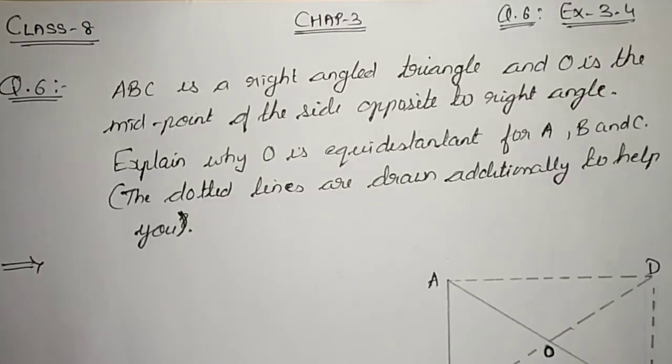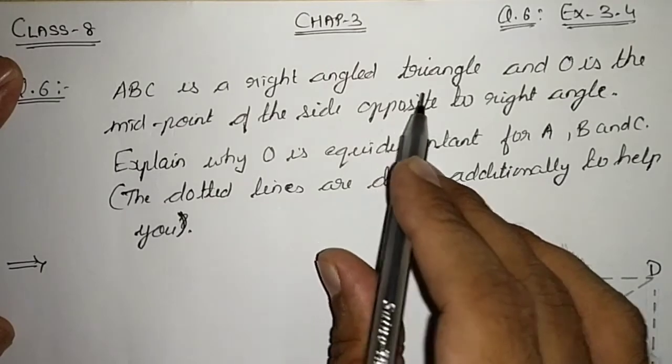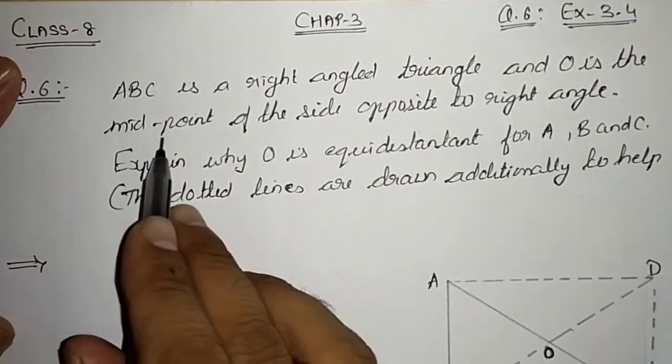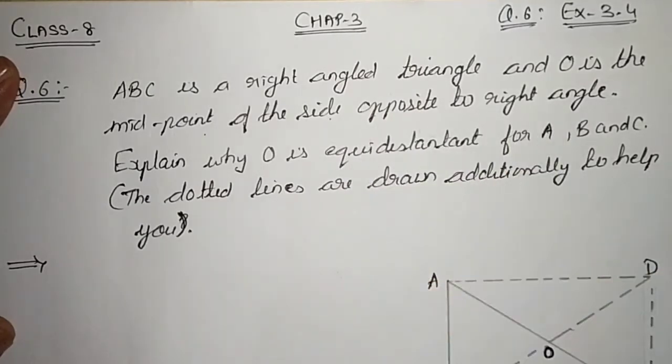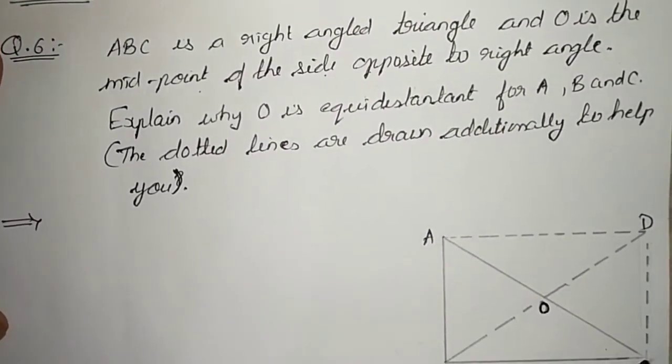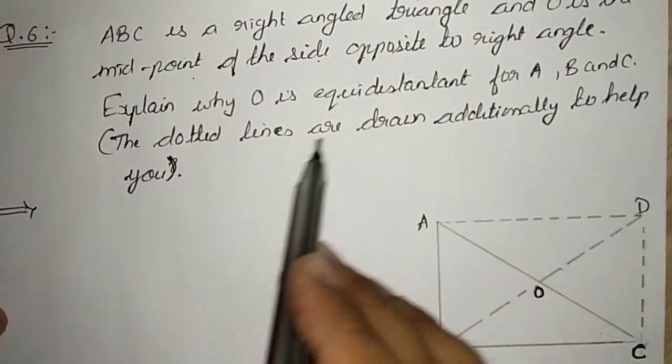Good morning, students. Today we are going to solve question number 6 of exercise 3.4, chapter 3, Understanding Quadrilaterals. This is the last question of this chapter. Question number 6 says: ABC is a right angled triangle and O is the midpoint of the side opposite to the right angle. Explain why O is equidistant from A, B and C.